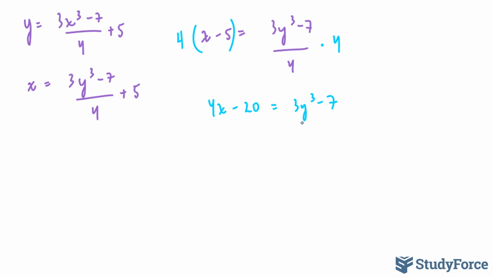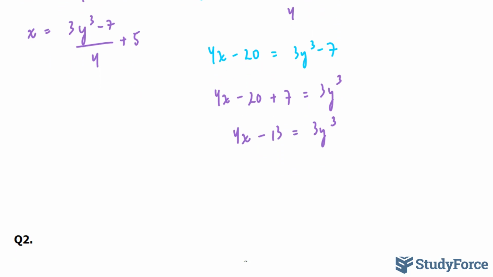Remember, that is our target, so we have to get rid of this minus 7 by bringing it over to the other side. 4x minus 20, and since we're bringing it over, it becomes positive 7, is equal to 3y to the power of 3. Let's combine these two terms together. We end up with 4x minus 13 is equal to 3y to the power of 3.